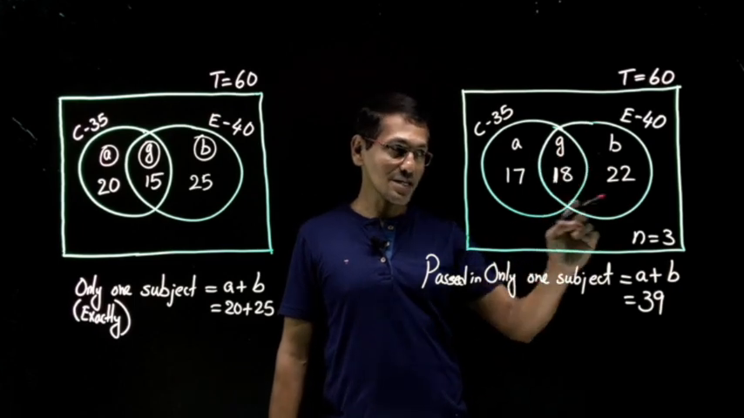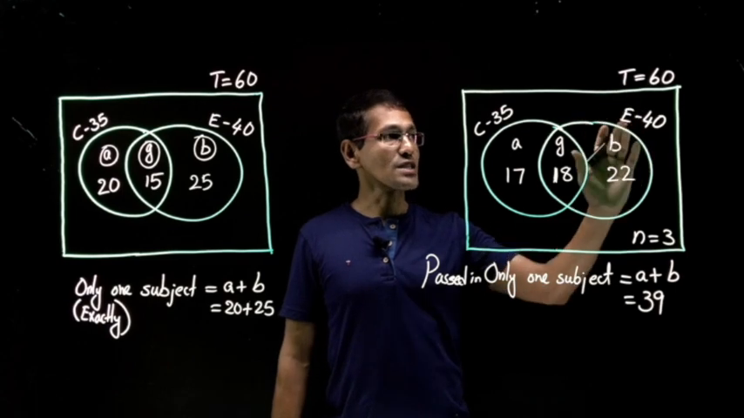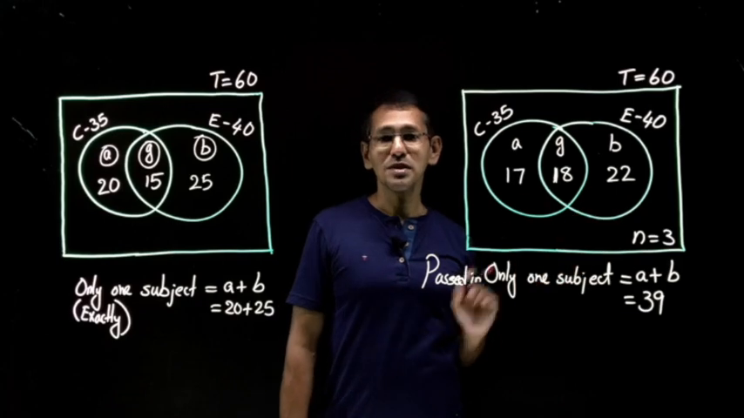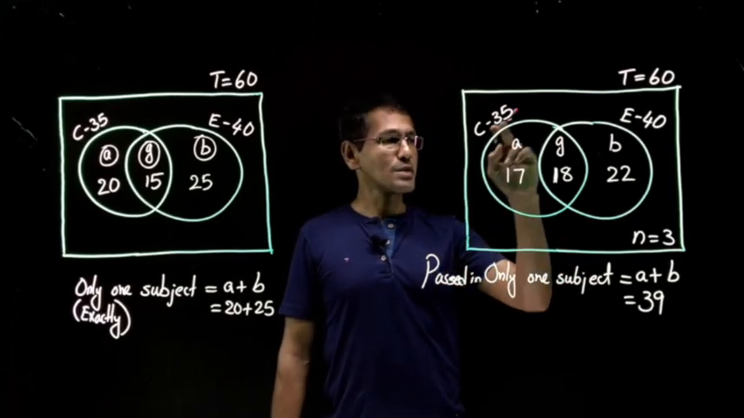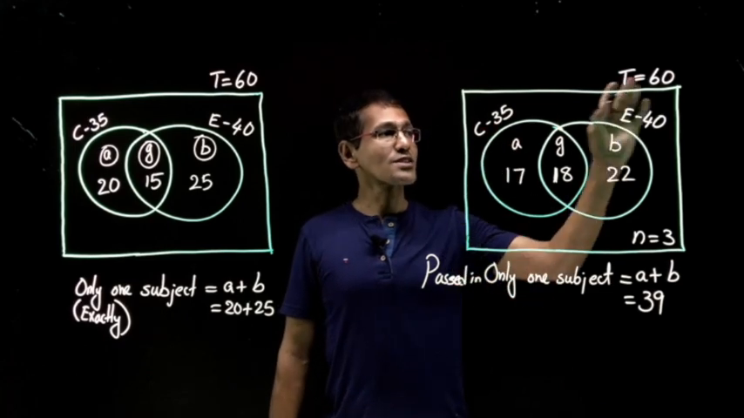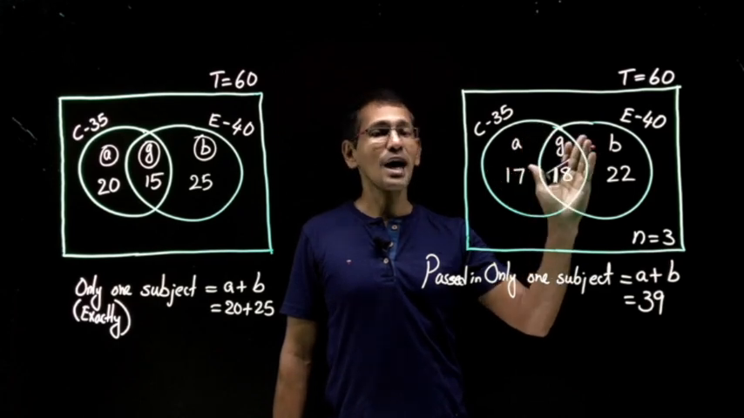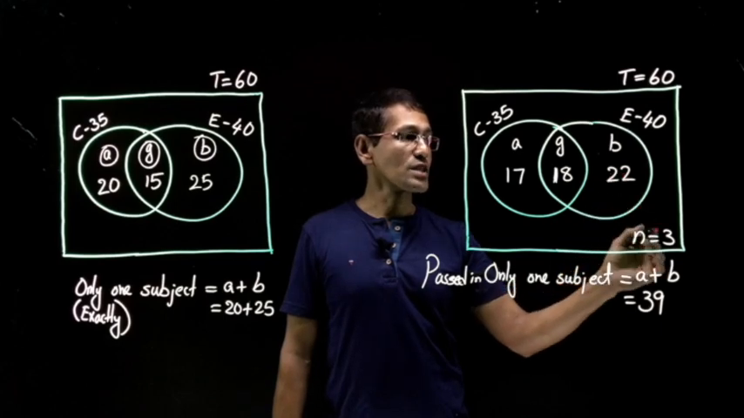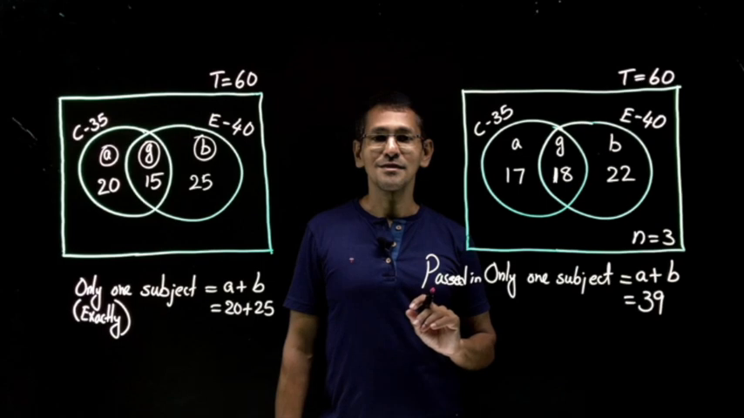Or you may take it this way. Total number of students who passed in economics, 40. Total is 60. So 60 minus 40, 20. So 20 failed in economics. How many failed in computer science? Well, how many passed in computer science? 35. Total 60. If 35 passed in computer science, how many failed? The balance is 25. See that? 22 plus 3, 25. They failed in computer science.